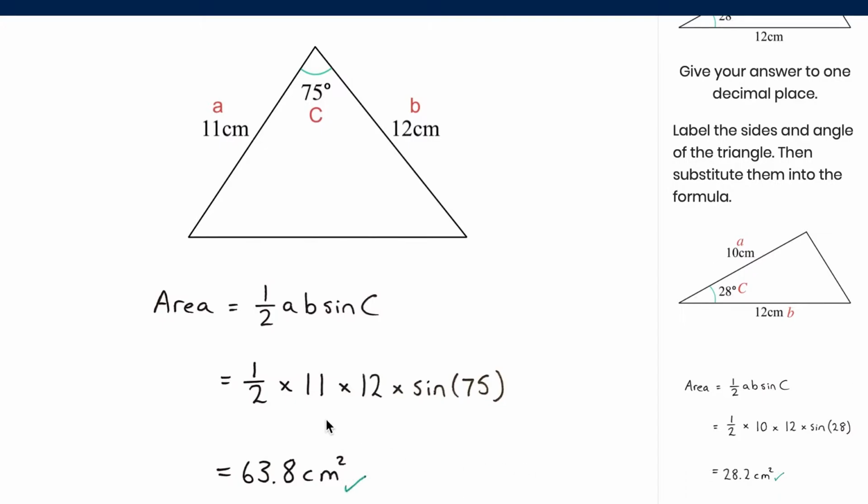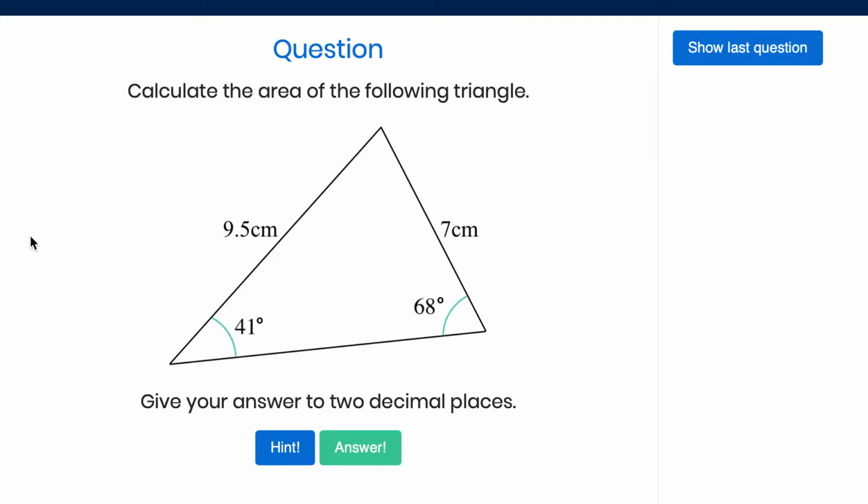Right, now before we go, here's one last bonus question that might catch some of you out. Calculate the area of this triangle. Give your answer to two decimal places. If you'd like to have a go at figuring it out, pause the video now. Okay, here is the answer.